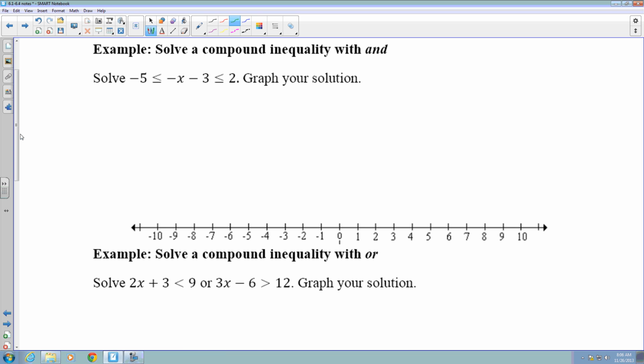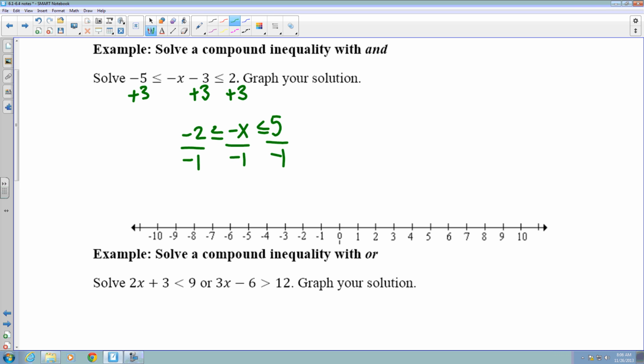Okay, so to get that x term alone, we need to add 3 to all three sides this time. Don't forget to include the negative x. And now we're not quite done because we don't want to know what negative x is. We want to know what positive x is. So we need to divide all three sides by -1 to get that x alone.